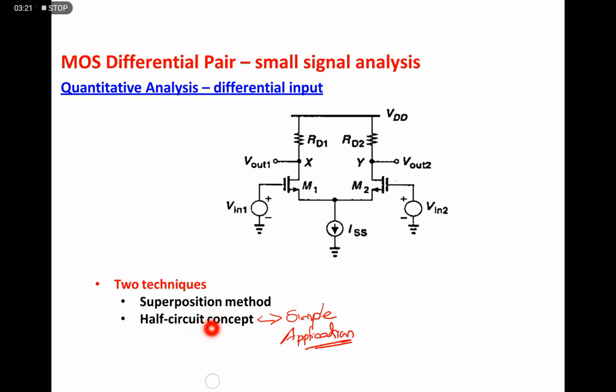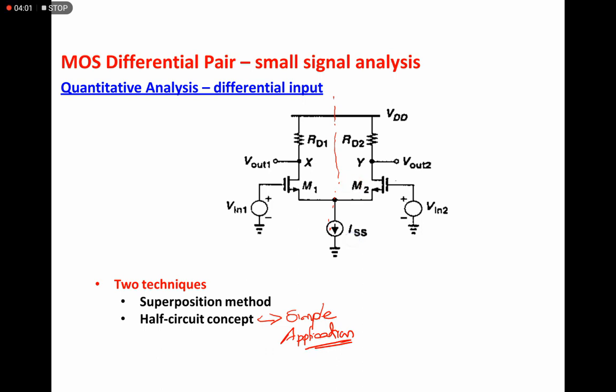For half circuit analysis, the half circuit means we will split the circuit into two halves and then we will evaluate. The half circuit concept will apply only if, after division, both halves have the same properties as well as symmetry. But in superposition method there is no limitation. Even if the transistors M1 and M2 are not identical, we can perform the analysis and we can find the actual gain of the amplifier.